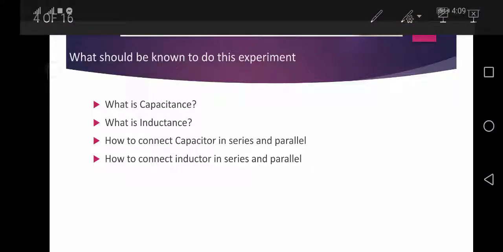Everything that should be known: What is capacitance? What is inductance? How to connect capacitors in series and parallel? How to connect inductors in series and parallel? Moving to the next slide.